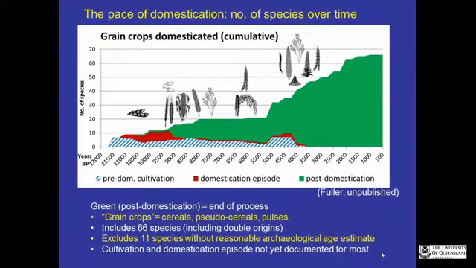So this is globally for grain crops. By grain crops, I mean cereals, pseudo-cereals like buckwheat or quinoa, and pulses, the grain legumes. And now for some species, we don't really have good data for the domestication episode. We can't map that whole process, but we have pretty good data for when it's finished and when those things are fully domesticated. And so anyway, this is what the data looks like. Now, I've had to exclude some species where we simply don't have enough data, so I've excluded 11. But there's 66 for which we have a reasonable amount of data.